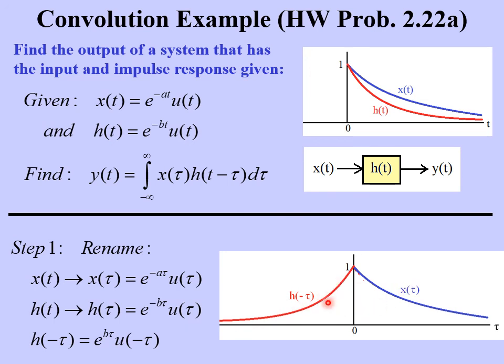So these are the two signals that we're going to need to integrate, but notice the h of minus tau is going to be shifted by an amount t. We'll do that in the next step.